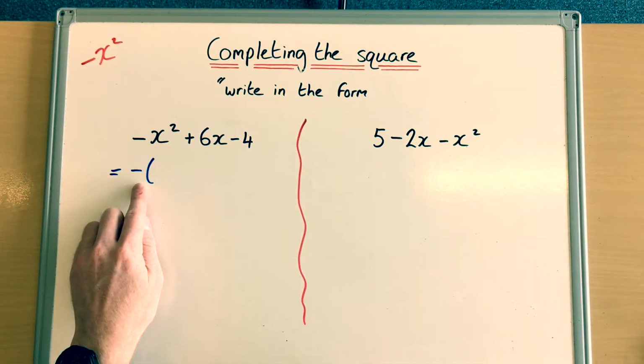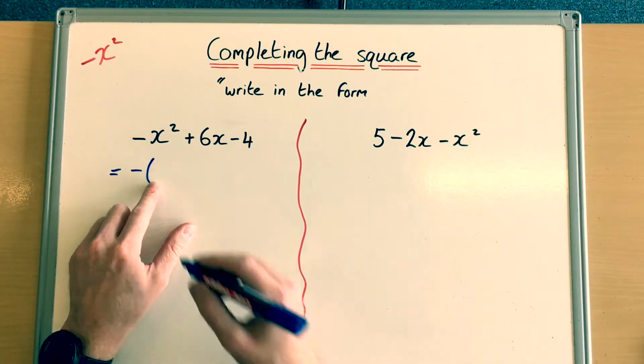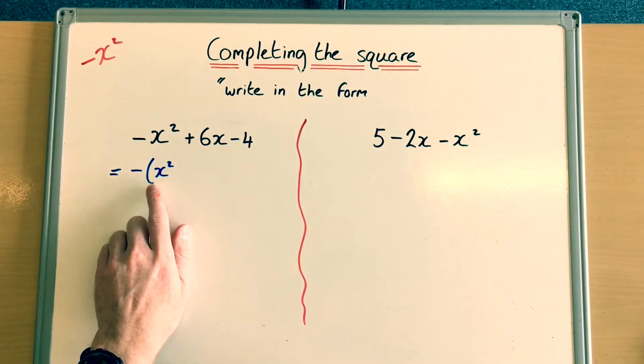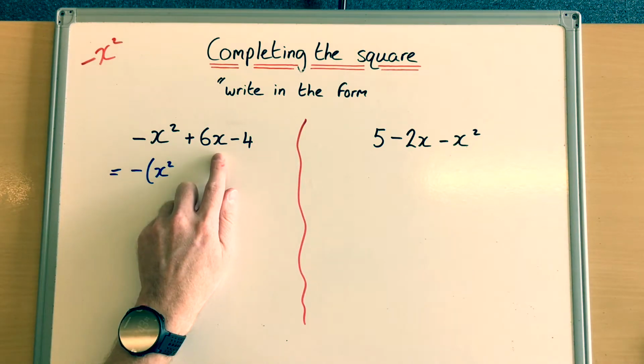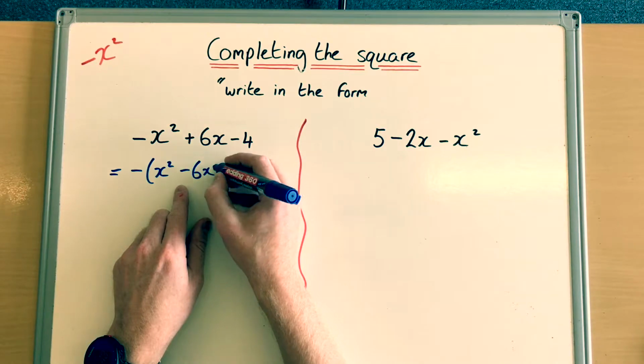Because remember, we don't write minus 1 as a common factor, we just write negative. So we're kind of taking a negative sign out of here, so that would be inside of a bracket x squared, which is what I want, just x squared. Now minus something to give me positive 6x. So it would need to be a 6x there.